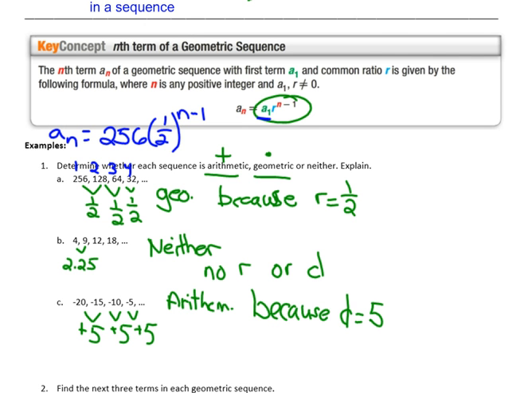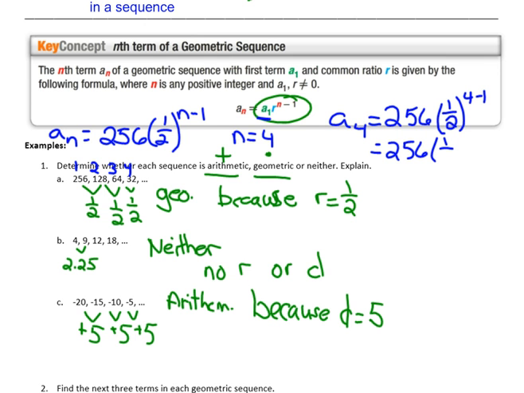Now let's say I want to see, does that really work if I want the fourth term? I already know it should be 32, so I'm going to fill 4 in for n and see if it works. So my formula should be 256 times 1/2 to the 4 minus 1. Well, I know 4 minus 1 is 3. So 256 times 1/3 raised to the third power.